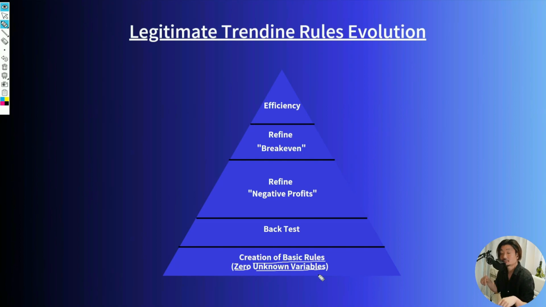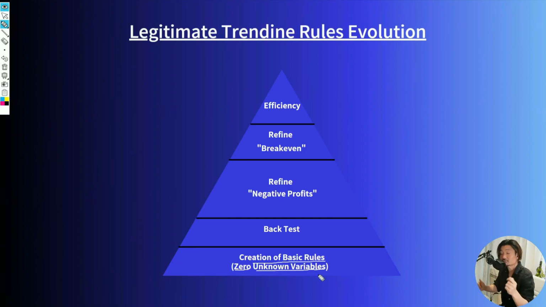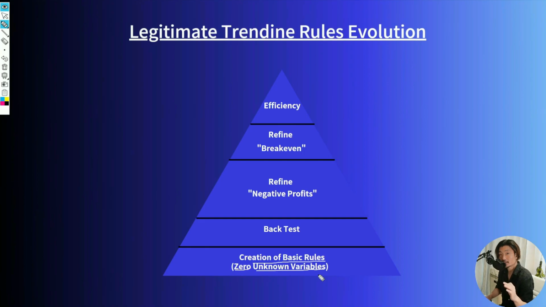And this is very important to make sure there's no unknown variables, because as you go through the evolution process of your trendline strategy, if you have unknown variables in it, you're going to hit a wall. And most likely, you're going to either have to take that entire aspect out, or you're going to have to start all over. Okay, so it's very important that in the beginning, you have 0 unknown variables in the basic rules of your trendline strategy. Again, because the only way to make your strategy more efficient is if you completely understand the ingredients in that strategy to begin with. Okay.